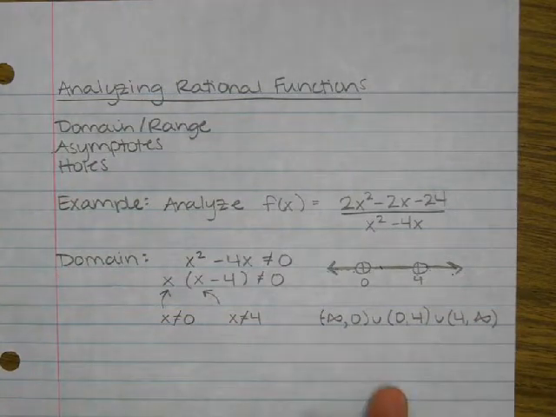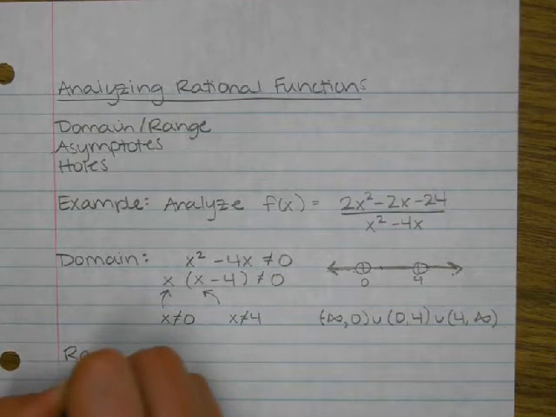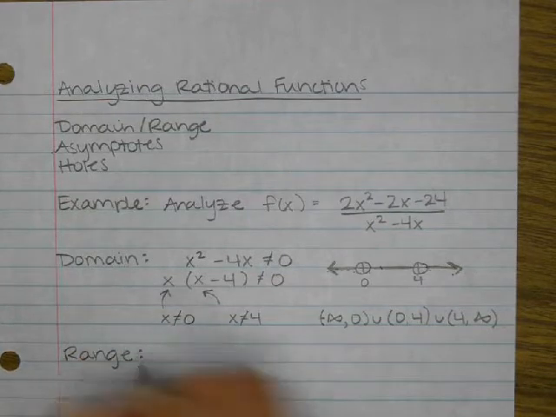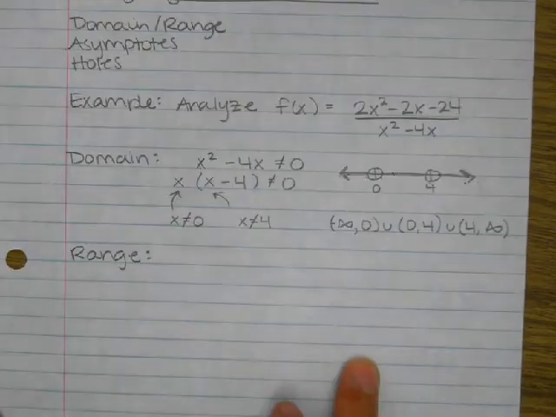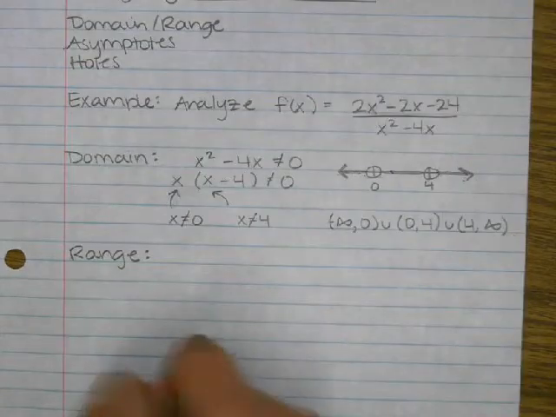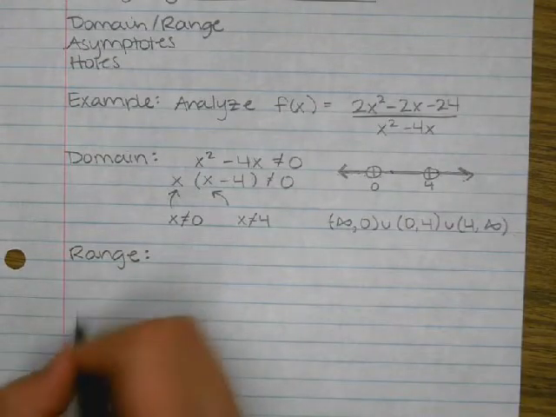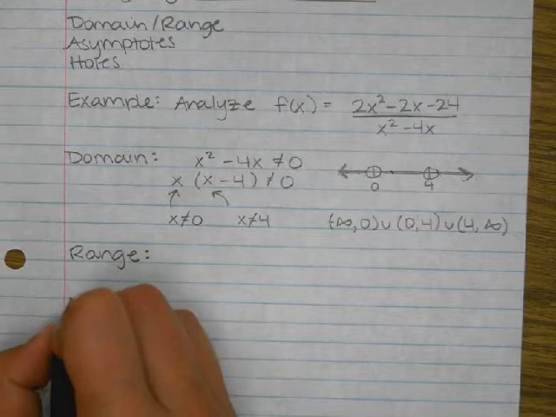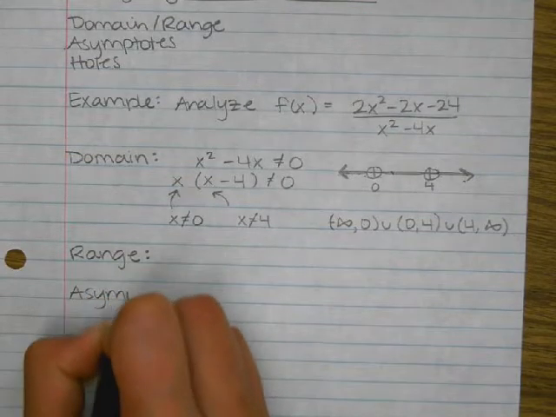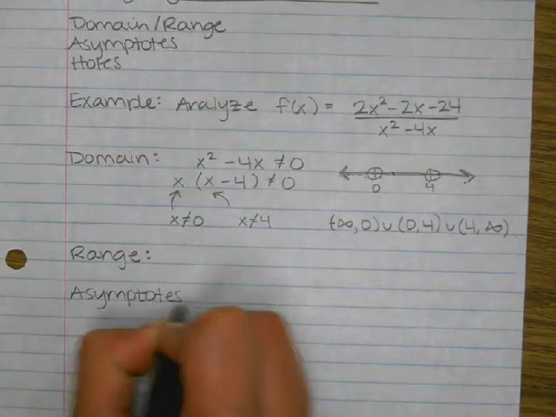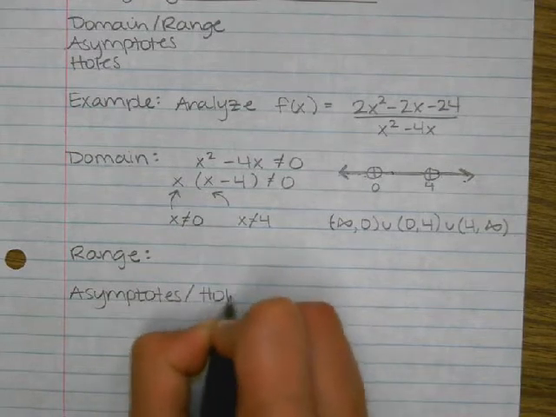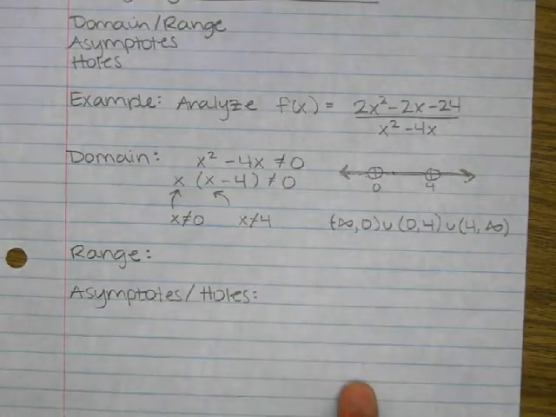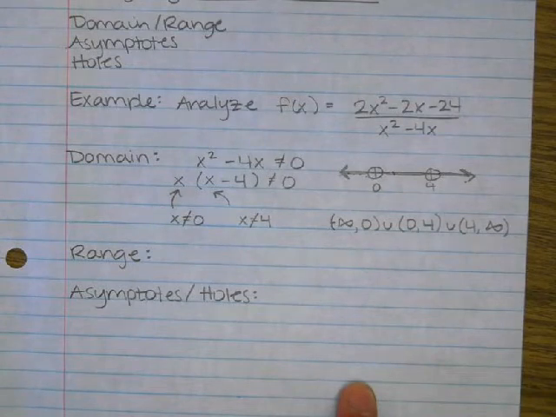All right, next, we're going to leave a space for range here, but we're not going to look at it quite yet. So go ahead and just leave a few lines. Next, we're going to go ahead and look at the asymptotes and the holes. All right, so asymptotes and holes.